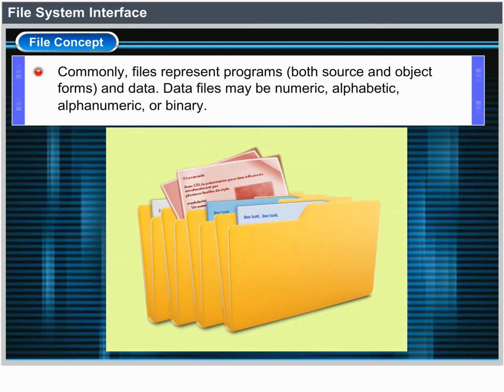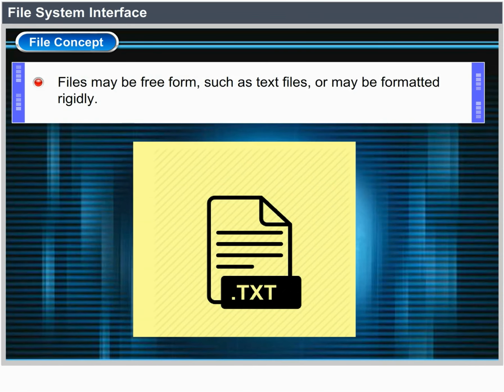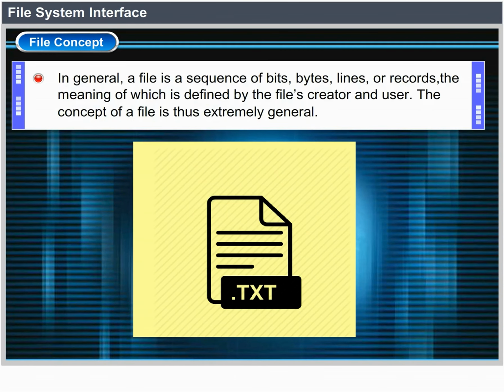Files may be free form, such as text files, or may be formatted rigidly. In general, a file is a sequence of bits, bytes, lines, or records, the meaning of which is defined by the file's creator and user. The concept of a file is thus extremely general.